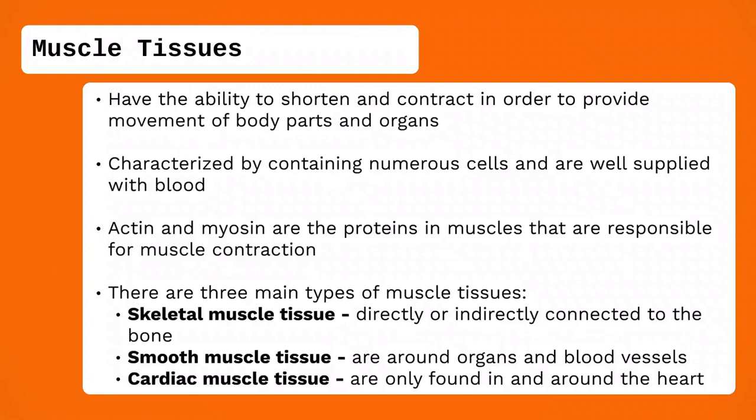And there are three main types of muscle tissues. First, you have skeletal muscle tissue, which directly or indirectly connects to the bone. Then you have smooth muscle tissue, which is found around organs and blood vessels. Then you have cardiac muscle tissue, which is only found in and around the heart.